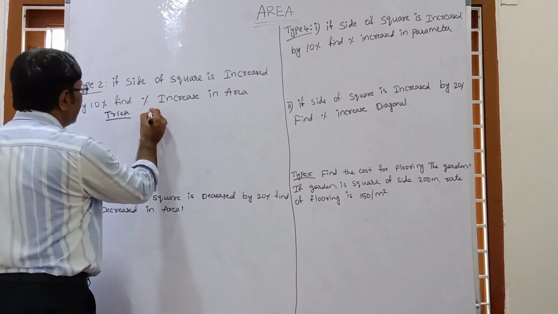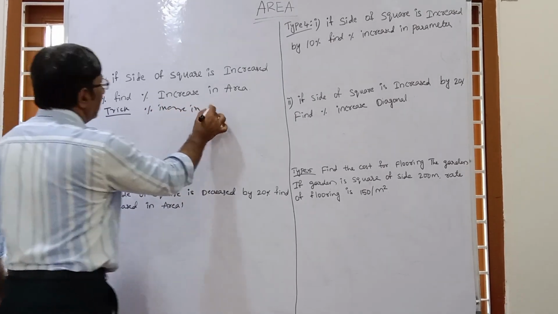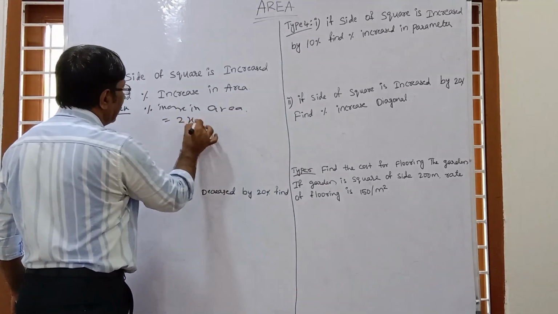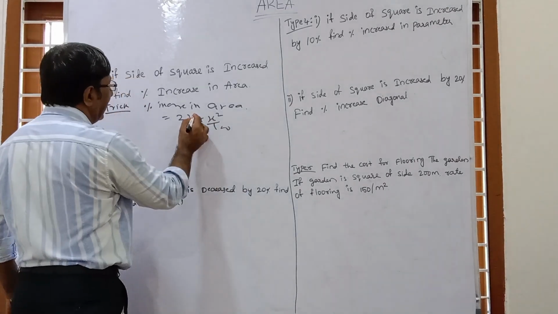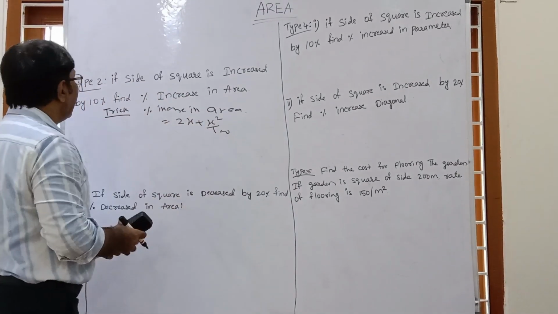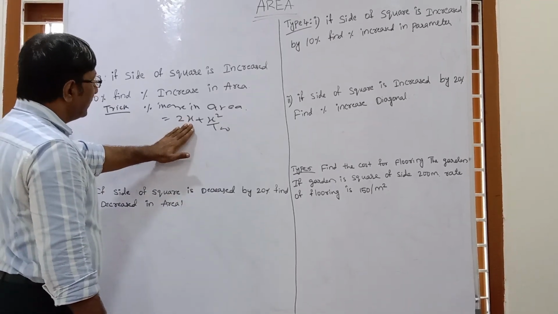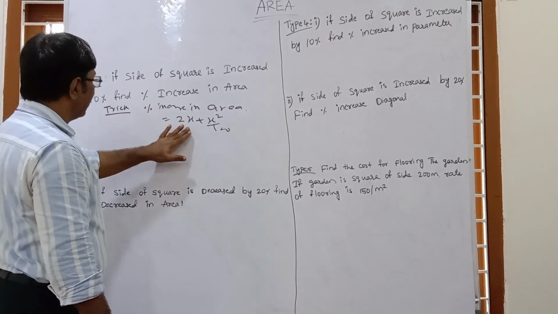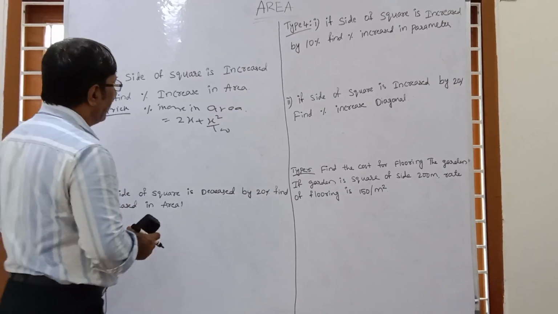So the trick is: percentage increase in area equals 2x plus x square by 100. What is x? x is the given percentage increase. Here 10% increase is the given percentage increase. In a question there will be a given percentage increase, that is called x. So here 10% increase, so we use x equal to 10.